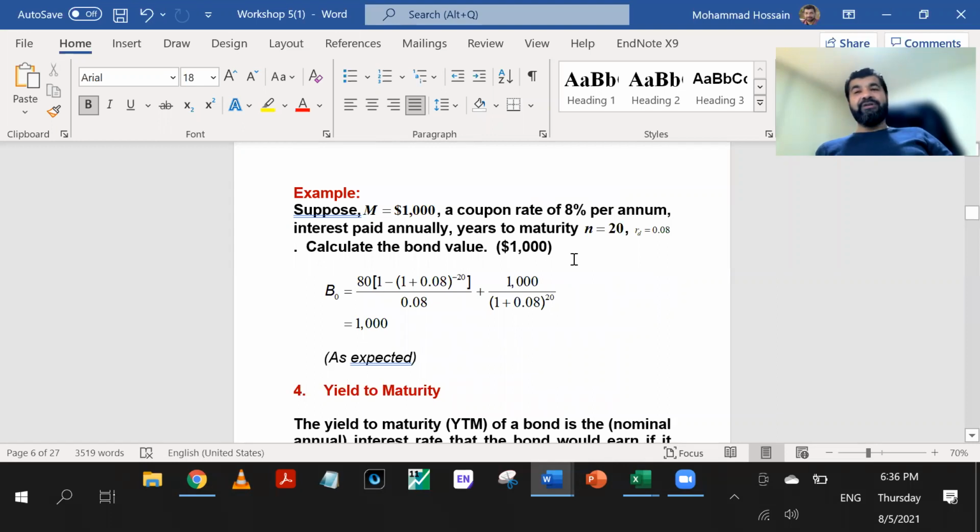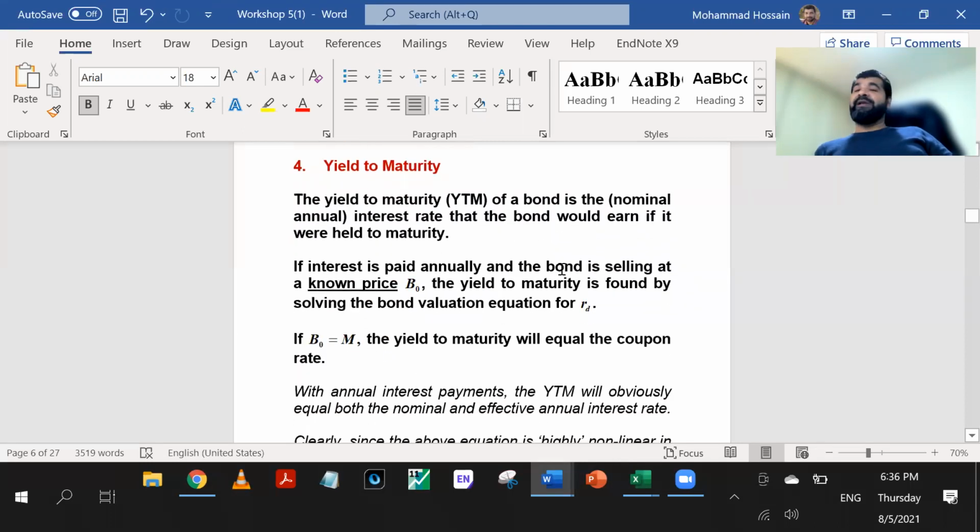Any questions for me, guys? Please. Any questions for me? No. All right, yield to maturity. What is YTM? Yield to maturity of a bond is the nominal interest rate that the bond would earn if it were held to maturity. Okay, so how much money it would earn at the nominal interest rate.